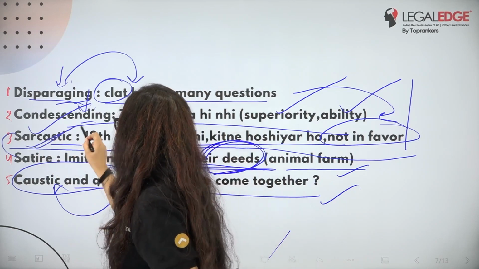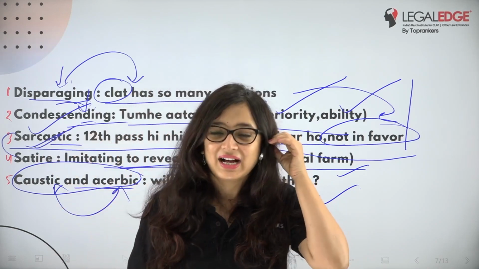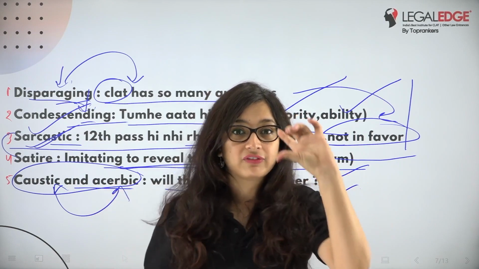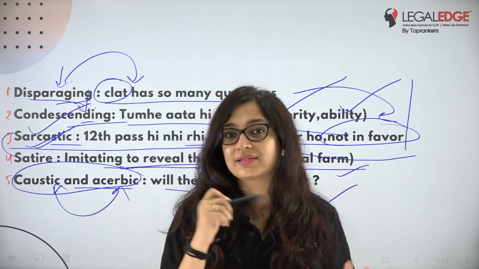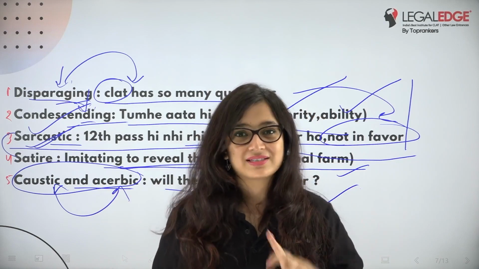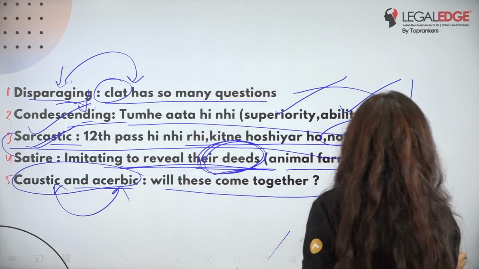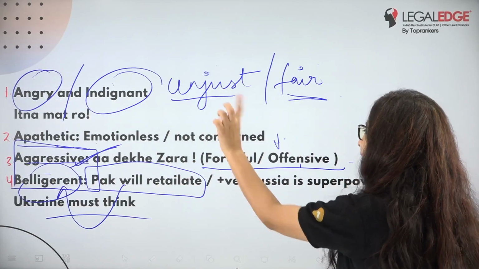Next is sarcastic. Sarcastic is basically another way of telling the same thing. But I also told you the difference between sarcastic and satire. Satire में deeds है. Sarcastic में the author is not agreeing with the entire idea. आगे देखते हैं. Angry and indignant.